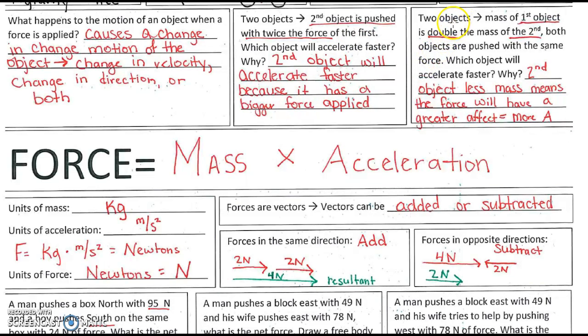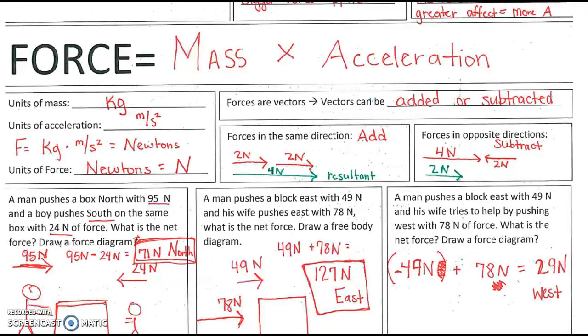Alright, again, we're looking at two objects with different masses this time. The mass of the first object is double the mass of the second. Both objects are pushed with the same force, which will accelerate faster? In this case, the second object will accelerate faster because it has less mass. So the same force applied to a smaller mass will cause a greater acceleration. It will have a greater effect. And so we see our first major equation in this section, which is that force equals mass times acceleration. F equals m times a.